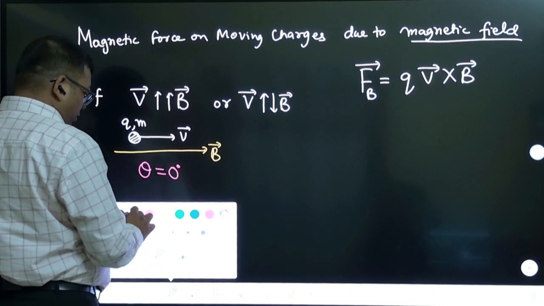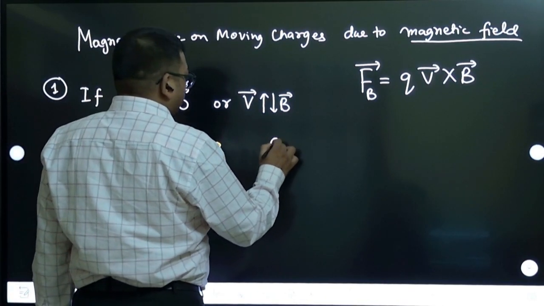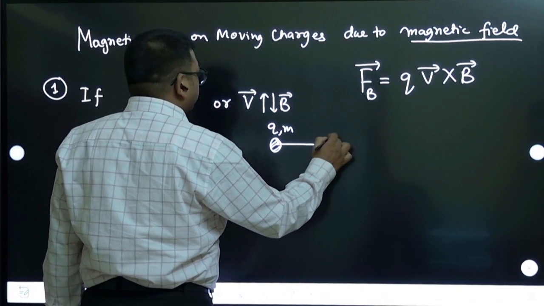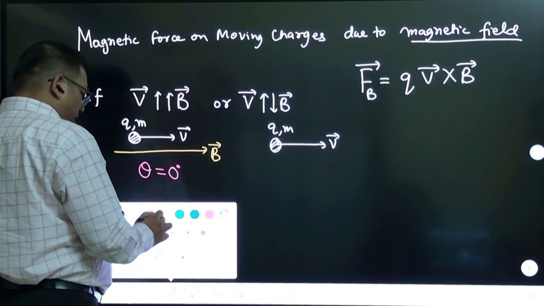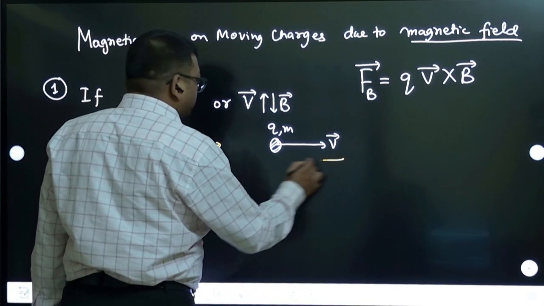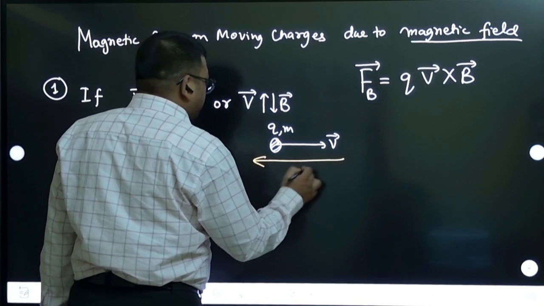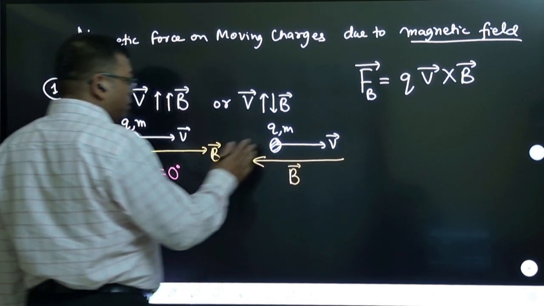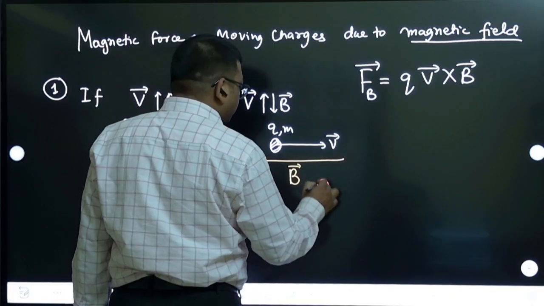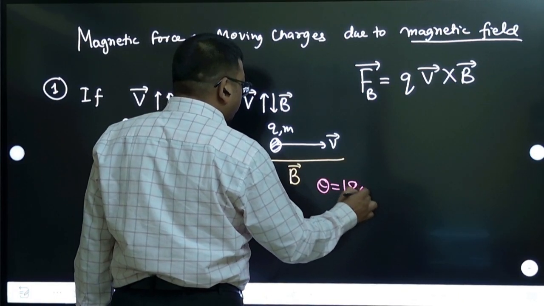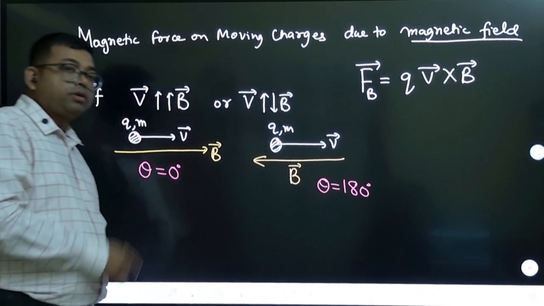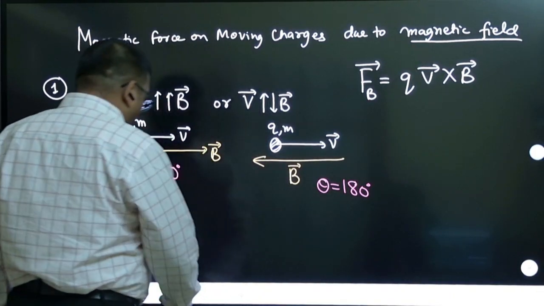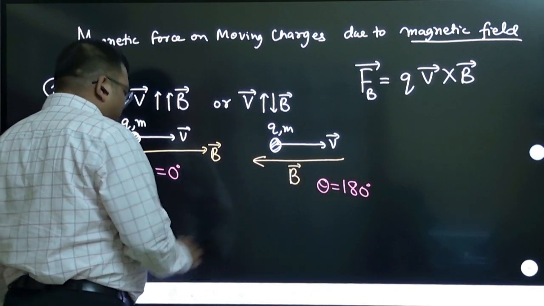And if this charged particle of q and m is moving with a velocity v vector and the magnetic field is opposite, it is anti-parallel. In that case, the angle between the velocity and magnetic field becomes 180 degree because it is exactly opposite.